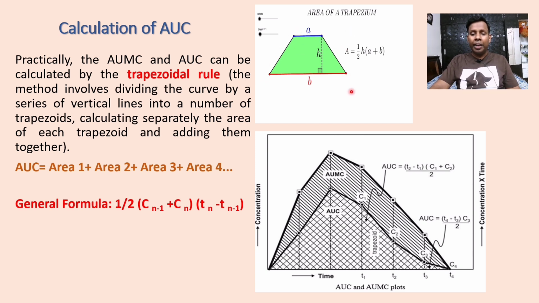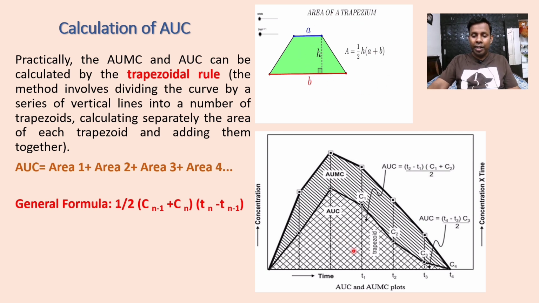So how to get the area of a trapezium? The formula is A equals half of h into (A plus B). Area A is equal to half of the height into the sum of the lengths of the two parallel sides. So, half of the height into (A plus B) will give the total area of this trapezium.